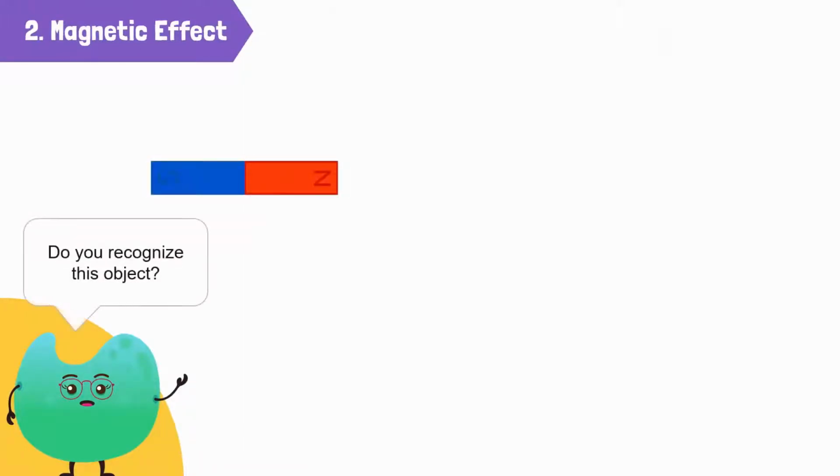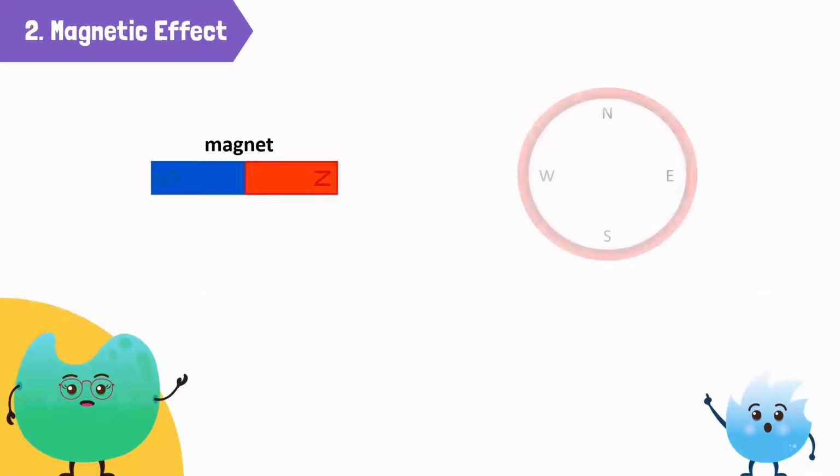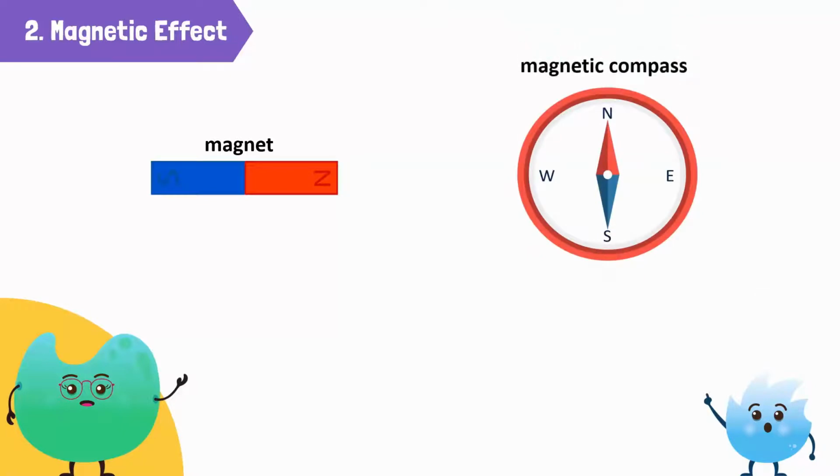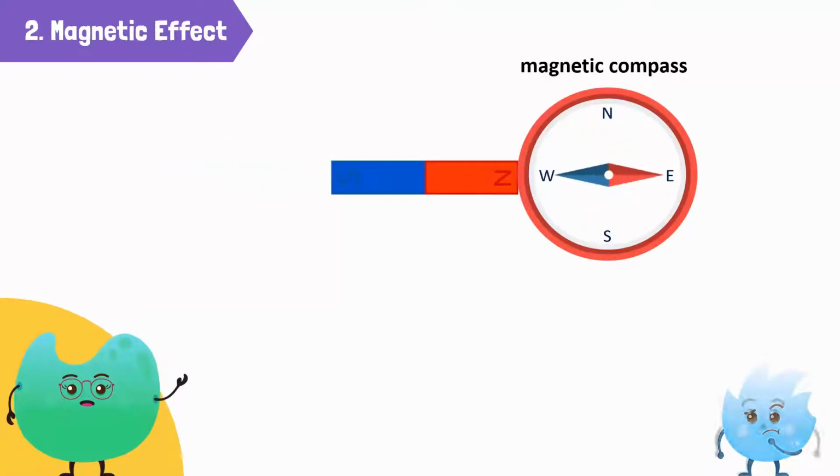Do you recognize this object? This is a magnet. It attracts objects made of iron. Yes, and this is a magnetic compass. There is a pointer inside of its glass chamber that points us in the right direction. Now, observe what happens when we bring a magnet near the compass. Its needle deflected.